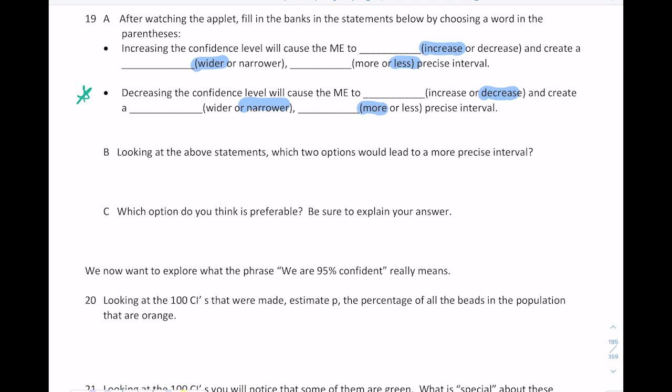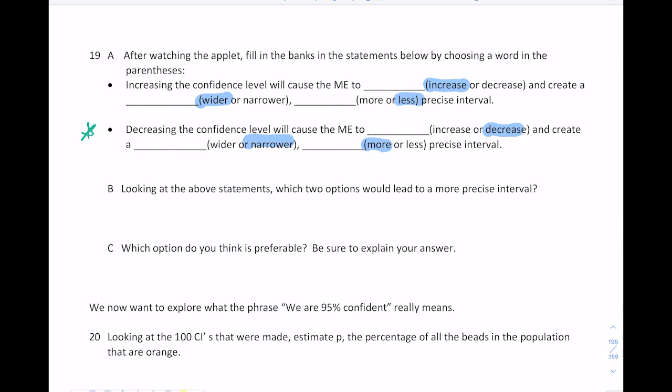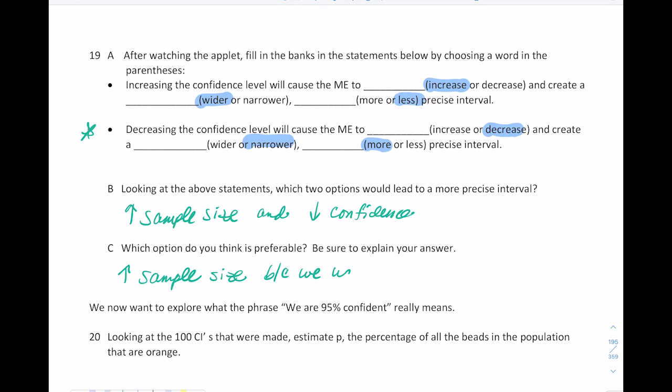Okay, so looking at the above statements, which two options would lead to a more precise interval? So it would be the ones where I started. You would want to increase your sample size and decrease your confidence. What option do you think is preferable? So we would want to increase our sample size because we would like to be more confident. We don't want to decrease our confidence. So we kind of find a happy medium, which is increasing the sample size. And don't play around with the confidence level.